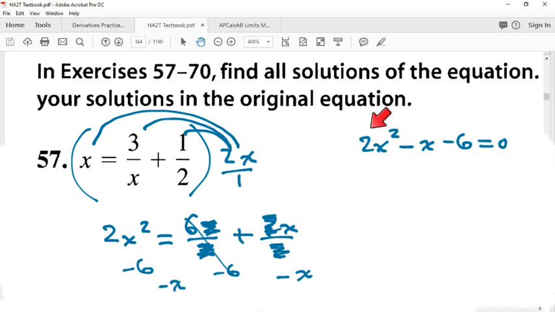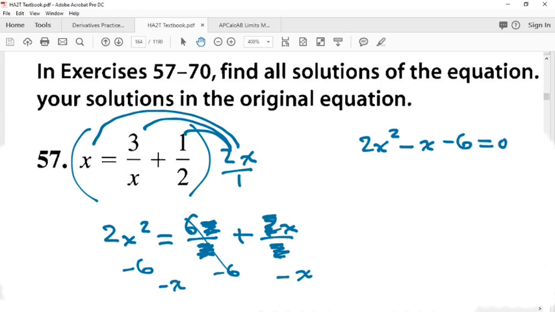Okay, now it's solving time. Okay, now this is a factoring problem, I think, with a leading coefficient that is not equal to positive 1. So that means you have to use grouping. Or you can not factor. You can just use the quadratic formula. You guys want to use quadratic formula? I kind of want to.